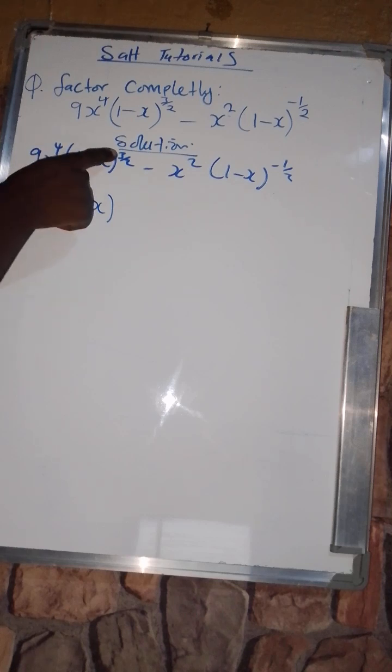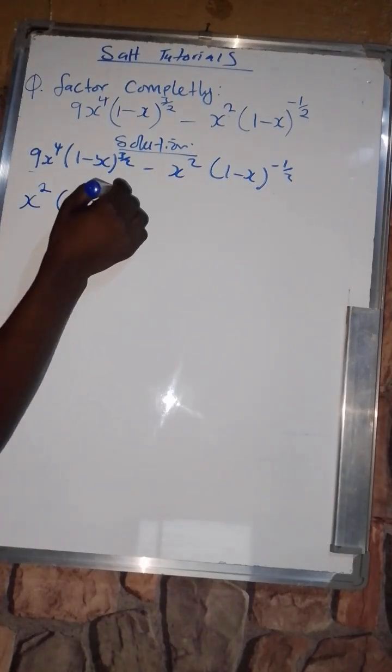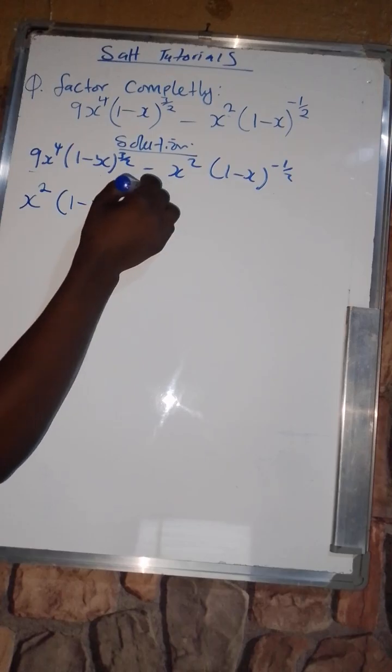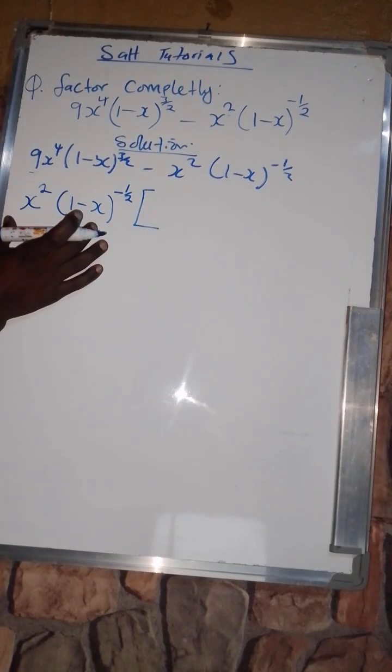So ask yourself, between 3 over 2 and negative 1 over 2, who is the lowest? Who is the smallest? A negative by default should be the smallest. So this becomes power negative 1 over 2. So you open your bracket. So these are the common factors now which we are dealing with.